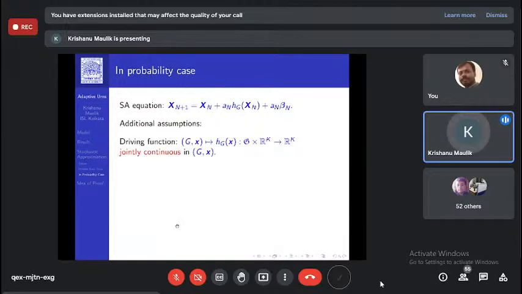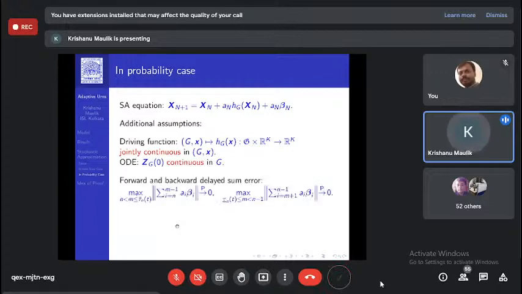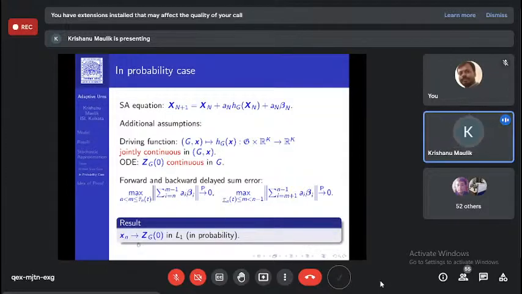And in the probability case, you have these additional continuity assumptions on the driving function as well as a unique solution. And here you need these forward and backward delayed sum errors, rather than just beta, to converge to zero in the Cesaro sense; you need something more. And then you have the same convergence in first moment, or in the L1 sense, and hence in the probability sense.